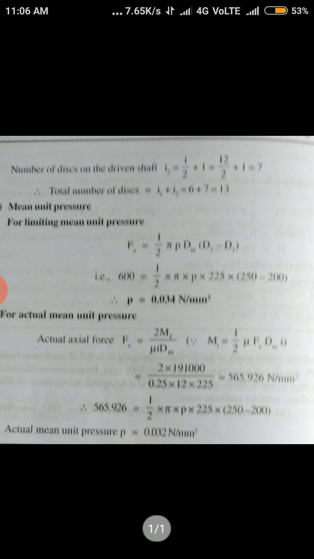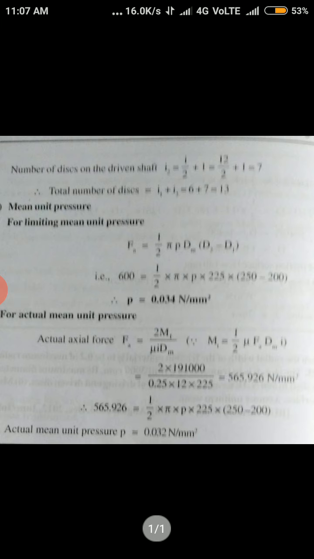What is that equation? Mt equal to 1 by 2 mu Fa dm into I. So Fa he found 565.92 Newton based on I. Then how much did you get here? p, again doing the same as done just above. Fa equal to 1 by 2 pi p dm (d2 minus d1). So substitute Fa 565 in place of 600. In that case p equal to 0.032 Newton per mm square. So what I need you to understand here: the first pressure is without considering the I, the second pressure is with considering the I, that is the number of clutch plates.